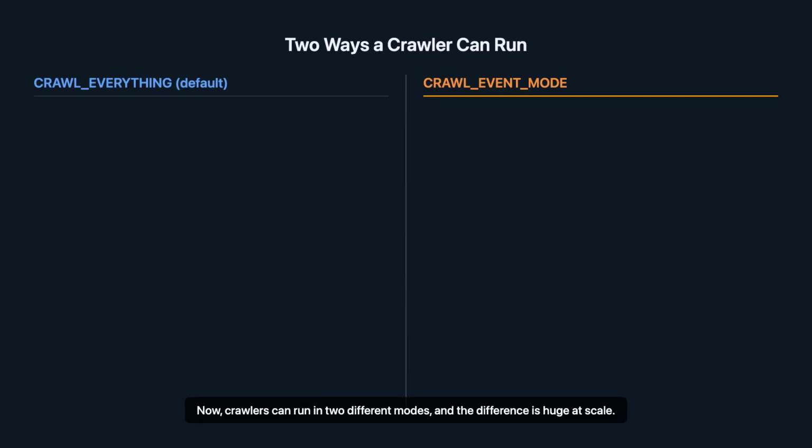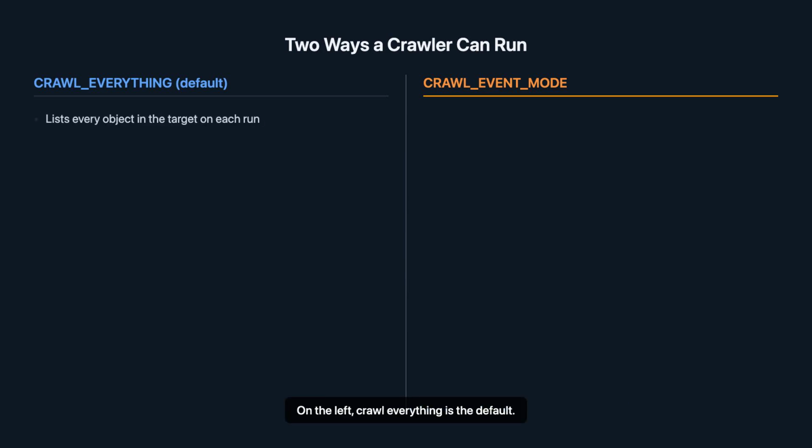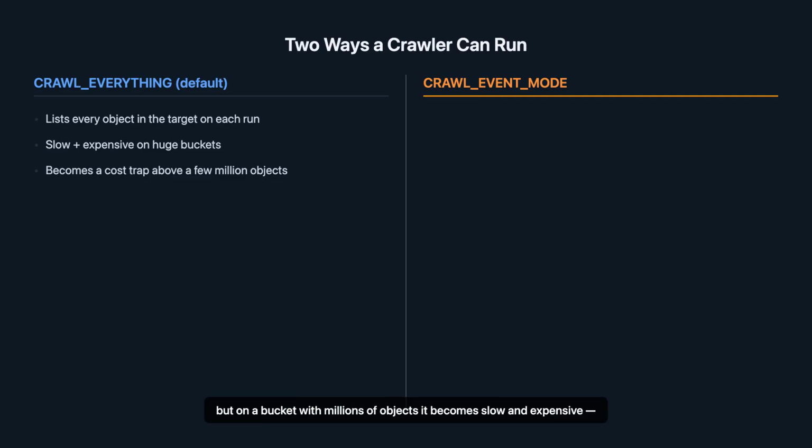Now, crawlers can run in two different modes, and the difference is huge at scale. On the left, crawl everything is the default. Each run lists every single object in the S3 target to figure out what changed. That works fine on a small bucket, but on a bucket with millions of objects, it becomes slow and expensive. You're basically recounting the whole warehouse every night.